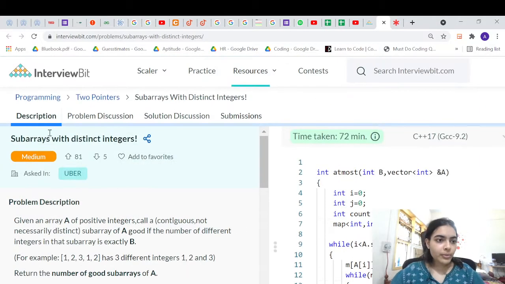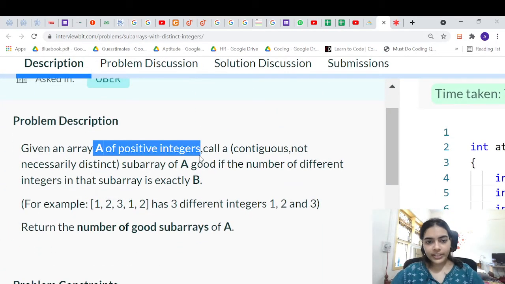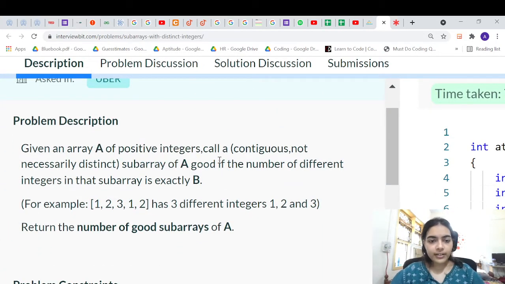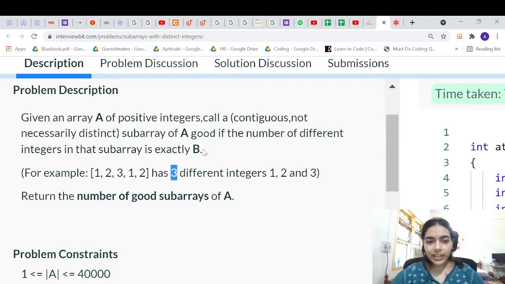Today we're going to do the problem called subarrays with distinct integers. You're given an array A of positive integers. You have to find a subarray which is good. So what is a good subarray? It has exactly the given number of distinct integers.